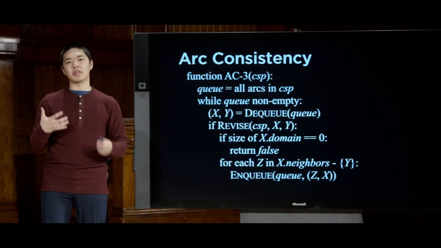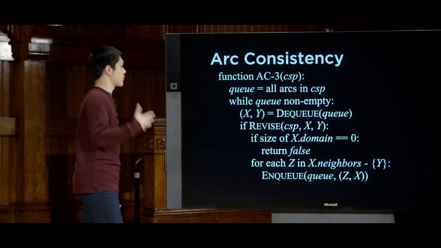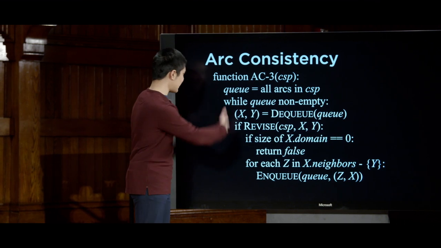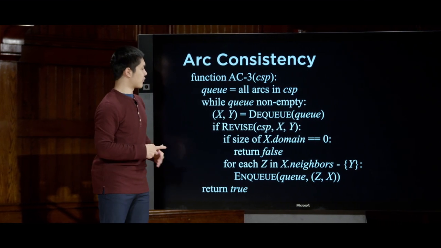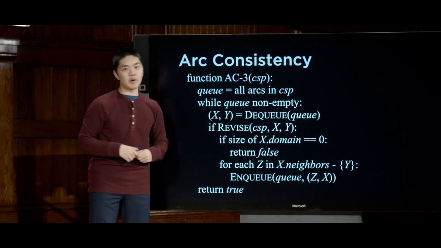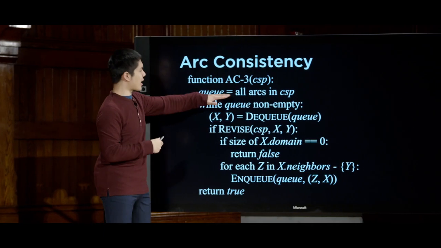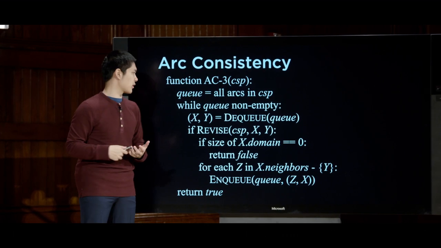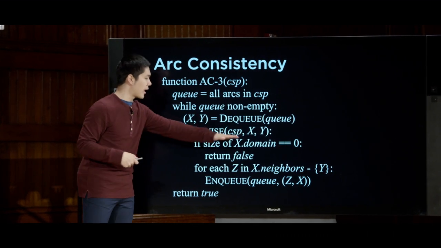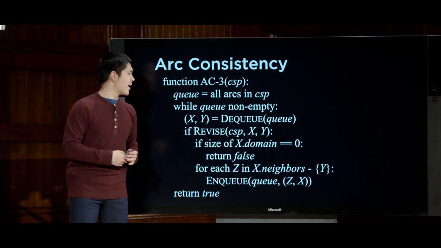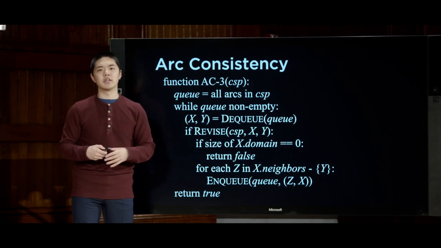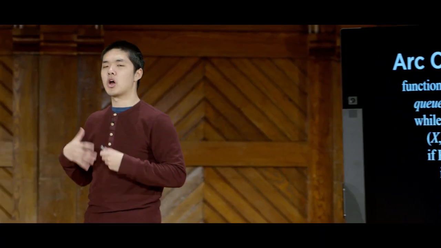So we need to add back some arcs to the queue in order to continue to enforce arc consistency. At the very end, if we make it through all this process, then we can return true. But this now is AC3, this algorithm for enforcing arc consistency on a constraint satisfaction problem. And the big idea is really just keep track of all of the arcs that we might need to make arc consistent, make it arc consistent by calling the revise function. And if we did revise it, then there are some new arcs that might need to be added to the queue in order to make sure that everything is still arc consistent, even after we've removed some of the elements from a particular variable's domain.